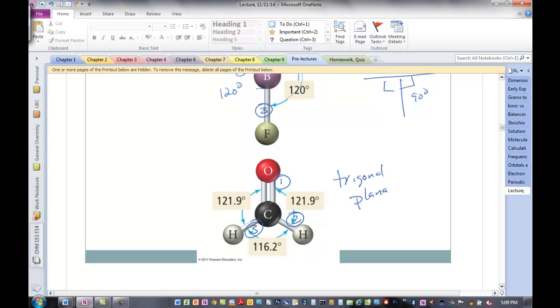Now, what you'll notice in this case, and you don't have to memorize bond angles, because on a quiz or something, you would just have to say the bond angles are 120, or approximately 120. They're not quite, okay, because, as you might expect, this double bond occupies more space than the single bond.